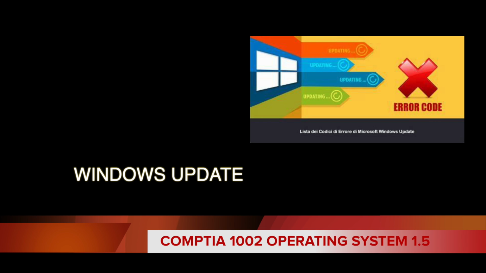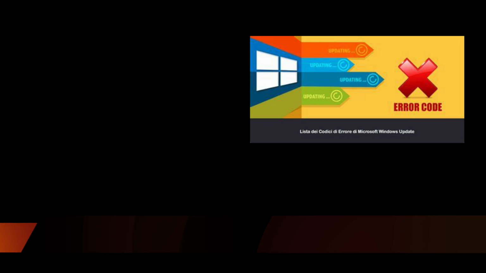Windows Update is a Microsoft service for the Windows 9x and Windows NT families of operating systems, which automates downloading and installing Microsoft software updates over the internet.